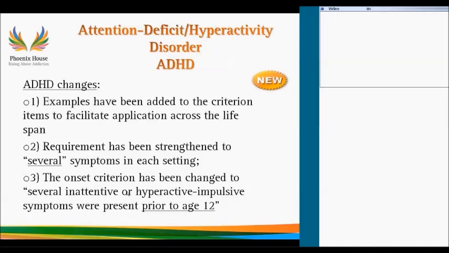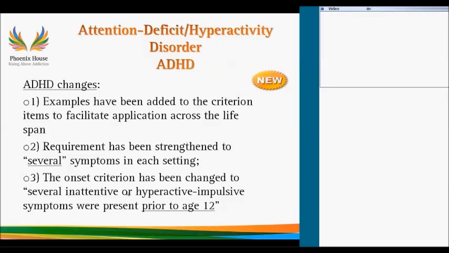Other changes, examples have actually been written in the text itself to aid with criteria. I know for myself, as someone who does a lot of this type of diagnosing, oftentimes I would be seeing a student and the language was more geared for a child, or working with an adult, and some of the examples were geared for childhood issues. Now the examples are really more inclusive of age-related difficulties. So, for example, not just having problems at school, but having problems at school and or work. The requirement has been strengthened to have several symptoms in each setting.